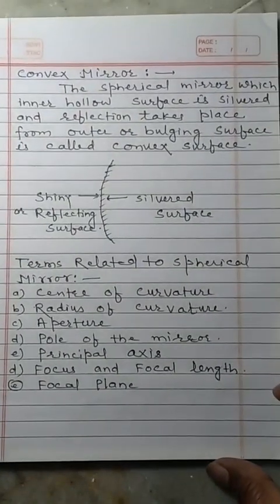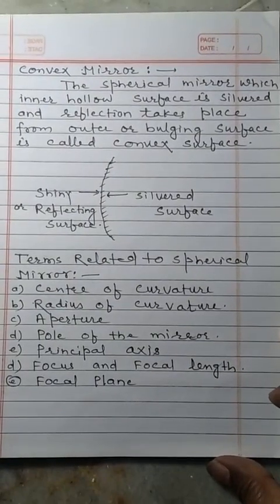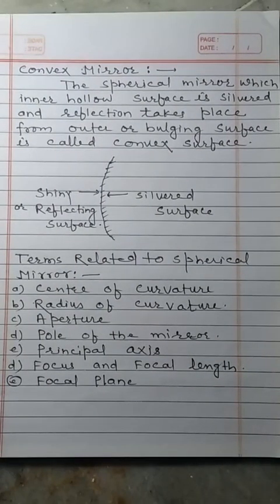Next, convex mirror. The spherical mirror whose inner hollow surface is silvered and reflection takes place from the outer or bulging surface is called a convex mirror.